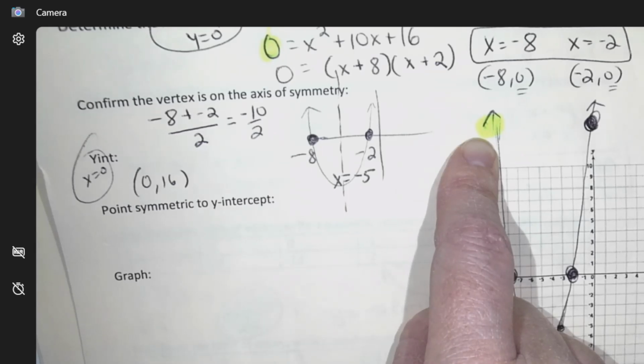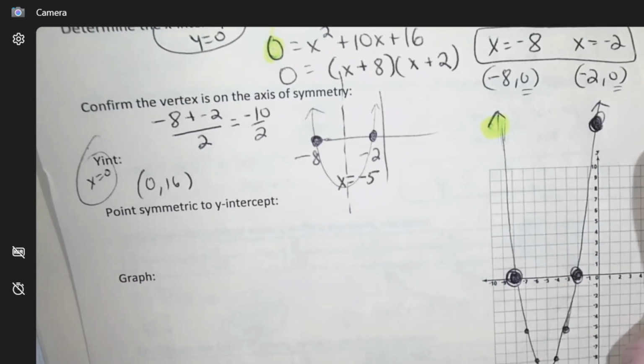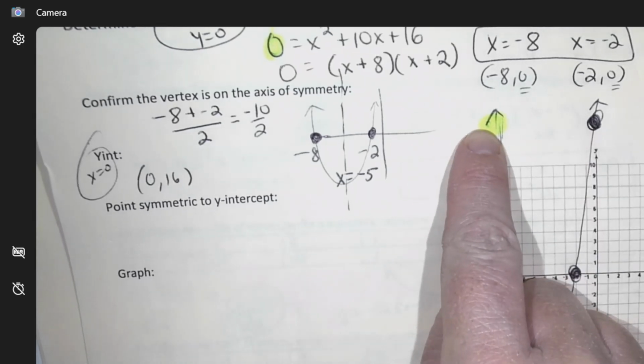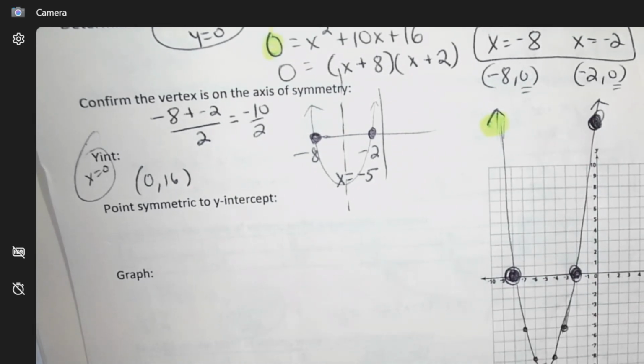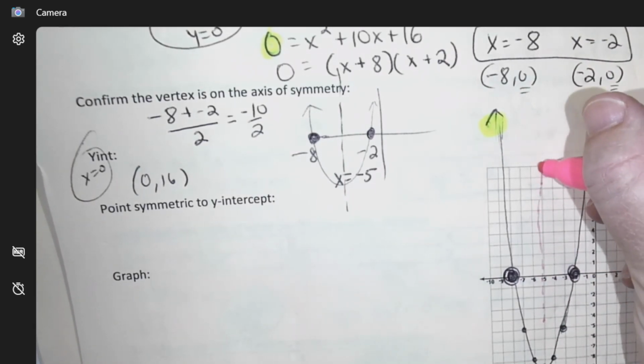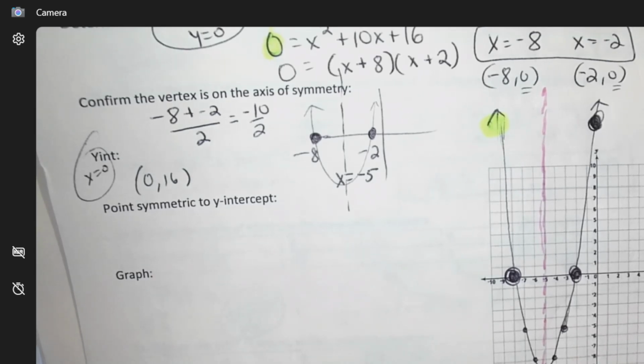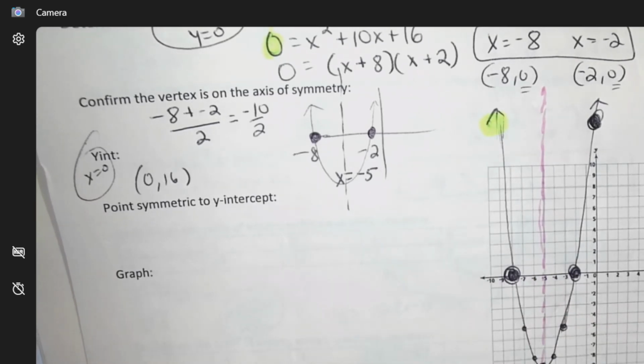I want the coordinate of the point that's symmetric to the y-intercept. So if this is the y-intercept, it would have a partner over here. I'm also going to give you a hint by drawing the axis of symmetry in here. So kind of use the axis of symmetry there to help guide you. What would the position of this coordinate be?